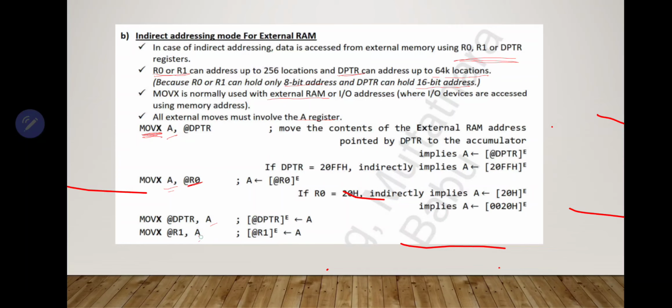Then MOVX @R1, A is similar. The A data is moved to the R1 register, which has a content that is 15. So that A content will move to the address of the 15 location. So A is stored in the address 15. Okay, so this is about indirect addressing mode.